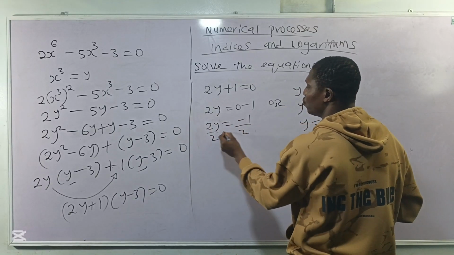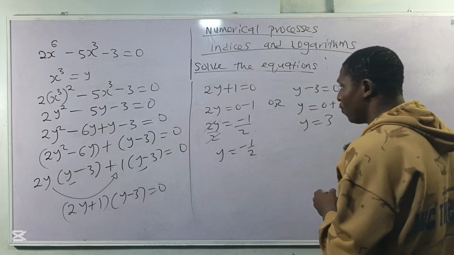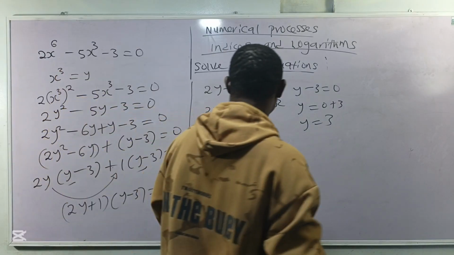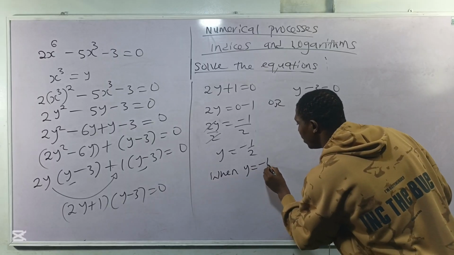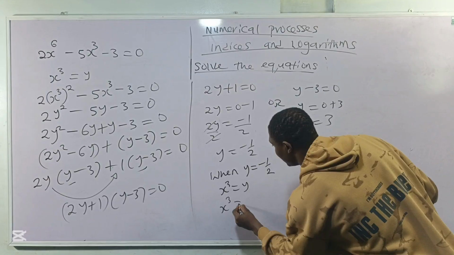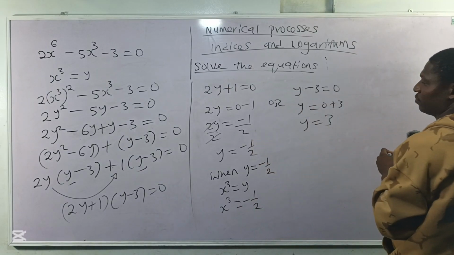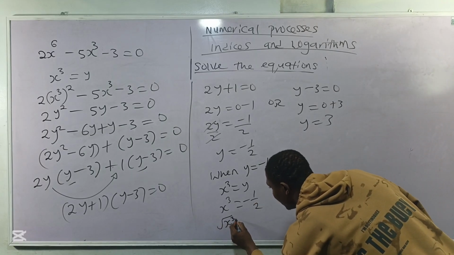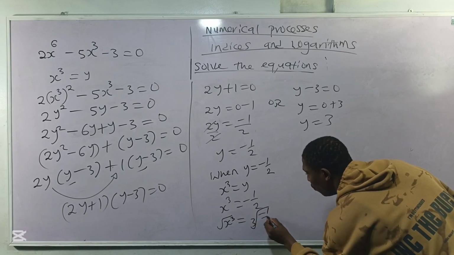Dividing through by 2, y will be equals to minus 1 over 2. Then we do not have to look for y. We have to look for x. But we said x^3 is equals to y. So when y is equals to minus 1 over 2, x^3 equal y will give me x^3 equal minus 1 over 2. I'll take the cube root of both sides, and I have the cube root of x^3 will be equals to the cube root of minus 1 over 2.